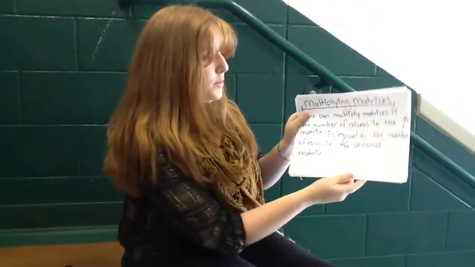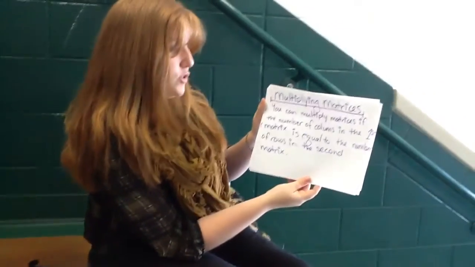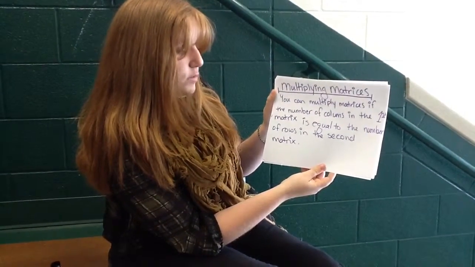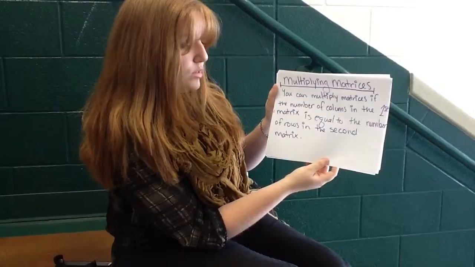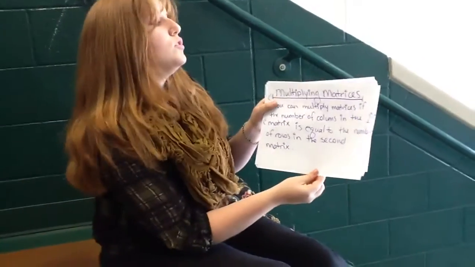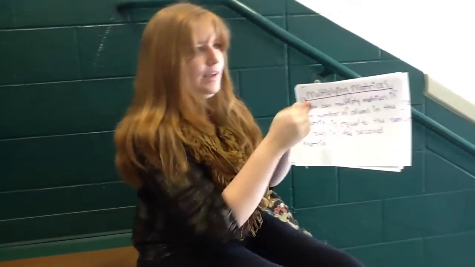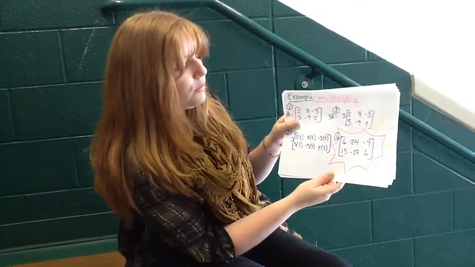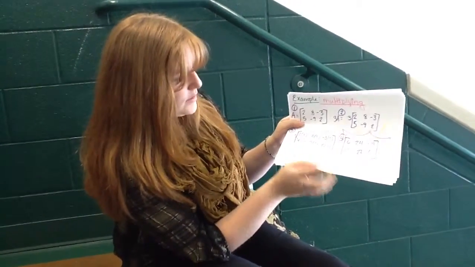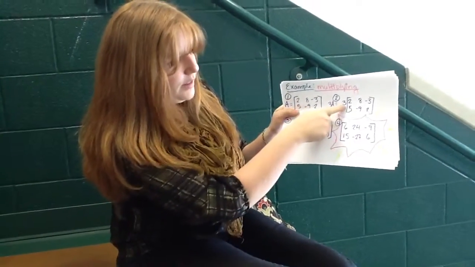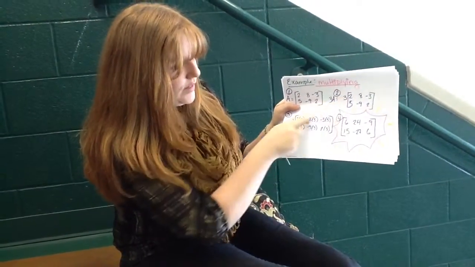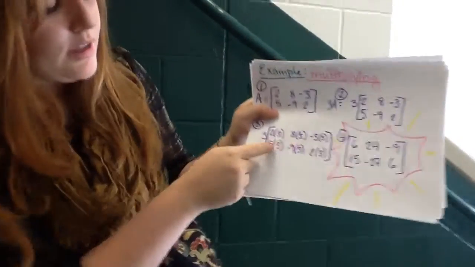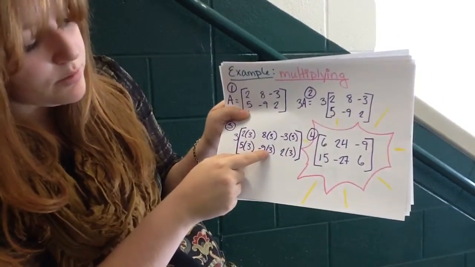I'll also be talking about multiplying matrices. You can multiply matrices if the number of columns in the first matrix is equal to the number of rows in the second matrix. So it basically means they have to be able to line up so they can multiply. Here's an example of the multiplying. As you can see, we got these numbers in here. We're going to multiply them by 3. So we move down here. So 2 times 3, 8 times 3, negative 3 times 3, 5 times 3, negative 9 times 3, and 2 times 3.